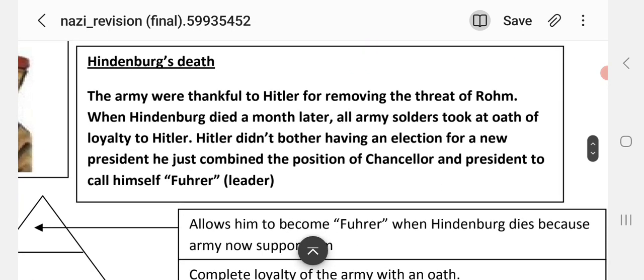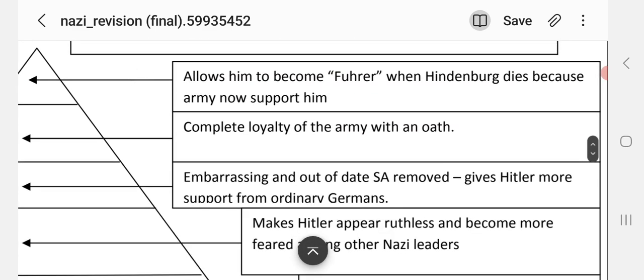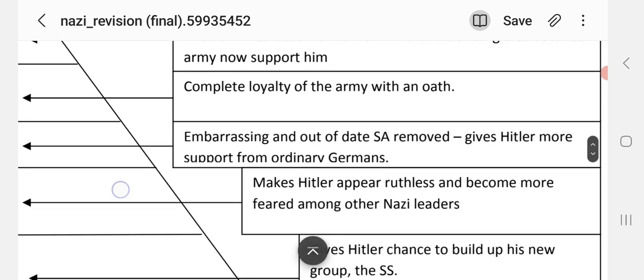But Hindenburg. So the army were thankful to Hitler for removing the threat of Röhm. When Hindenburg died a month later, all army soldiers took an oath of loyalty to Hitler. Hitler didn't bother having an election for a new president. He just combined the position of Chancellor and President to himself, calling himself Führer. It allowed him to command as Führer when Hindenburg died because the army now supports him.